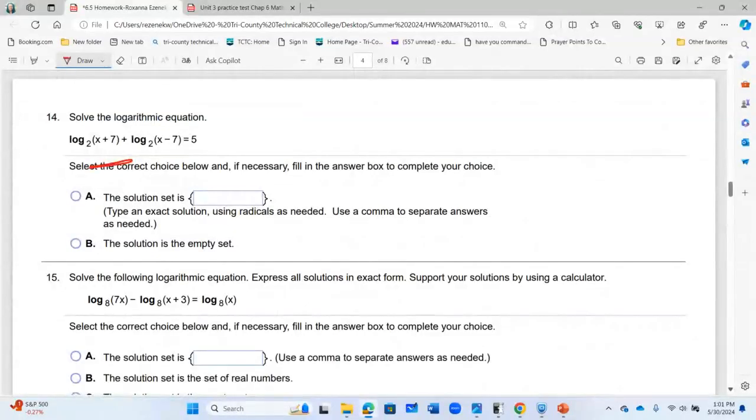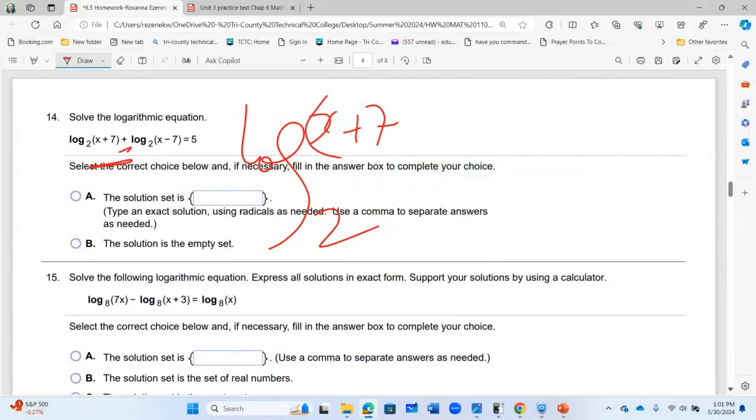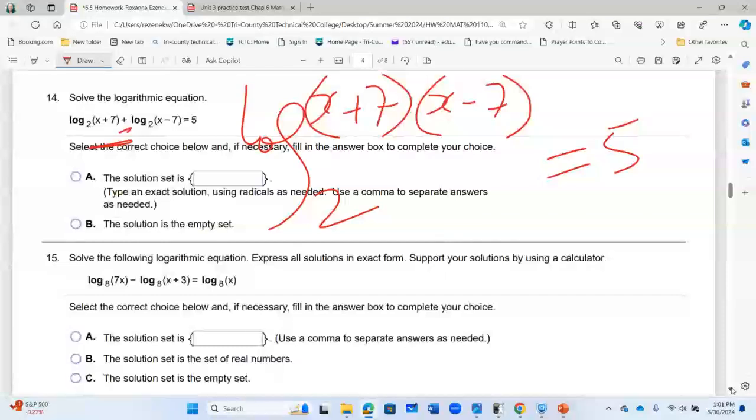On the left-hand side, we can pull all of them under the same logarithm. There is addition here, so we combine them. The first argument is x plus 7. The second argument is x minus 7. And then it will be equal to 5. And then I can change the logarithmic equation to an exponential equation.